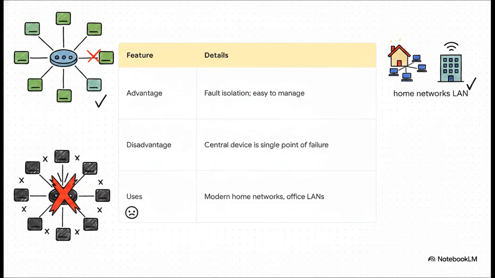It's so incredibly easy to manage and troubleshoot, which is exactly why it's the gold standard for virtually all modern Ethernet networks, from the Wi-Fi router in your living room to massive office LANs. The only catch, if that central switch fails, the whole network goes dark.